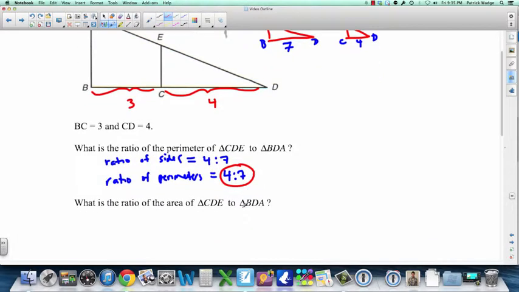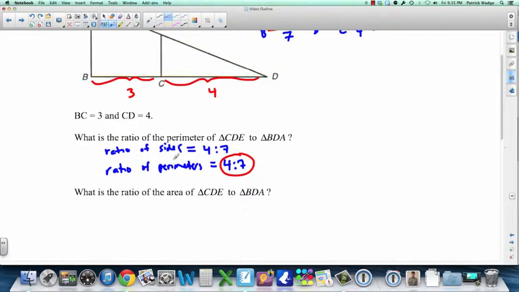This one's almost the same, except this time it asks what's the ratio of the areas of CDE to BDA. Alright, what did we learn about the ratio of areas? We learned that it's not exactly the same as the ratio of sides, 4 to 7. What do you have to do? You need to square both of those. So it would be equal to 16 to 49.